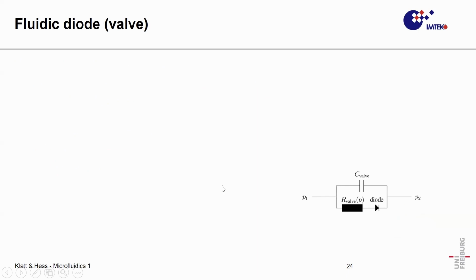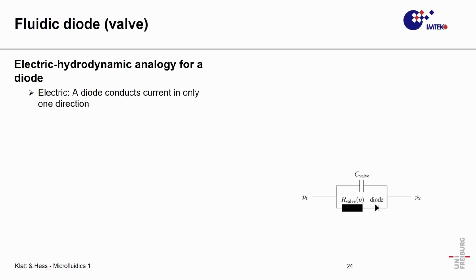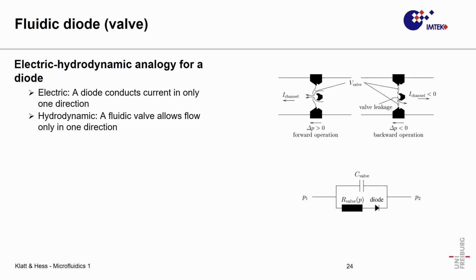I would like to end this section with the fluidic diode, which would correspond to a valve. In the electrical world, you know that a diode conducts current only in one direction. So this is expressed, for example, here. This diode only allows current in this direction and not vice versa. And in the hydrodynamic world, you would call this a fluidic valve. And this is illustrated on the top. So here you see two images. It depicts the same valve.